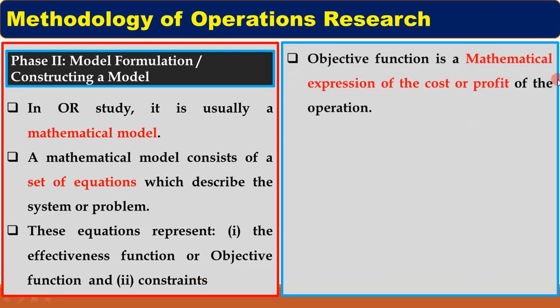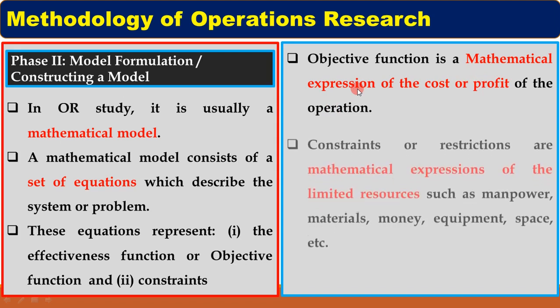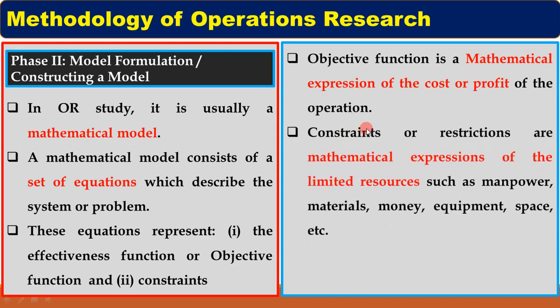The objective function is a mathematical expression of the cost or profit. So as I said, objective function represents either cost or profit in the form of mathematical expression. And the constraints, which we call restrictions, are a mathematical expression of the limited resources, such as manpower, materials, money, equipment, and space, etc.